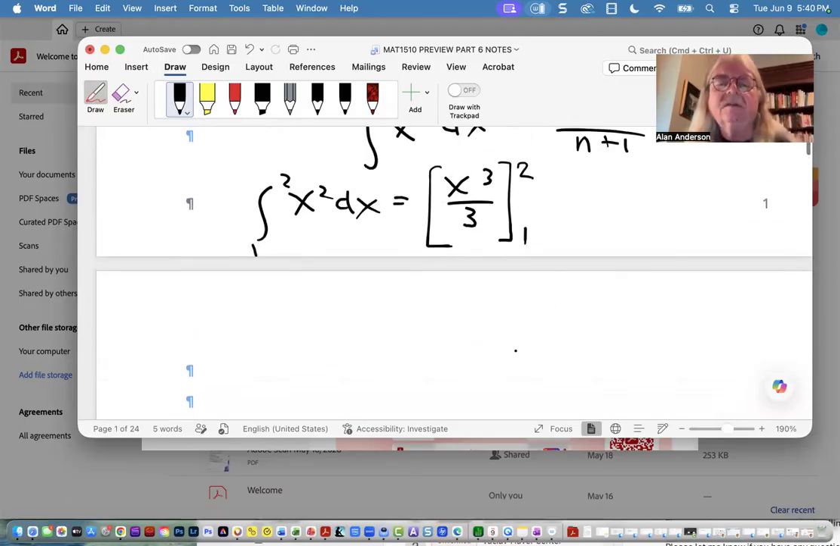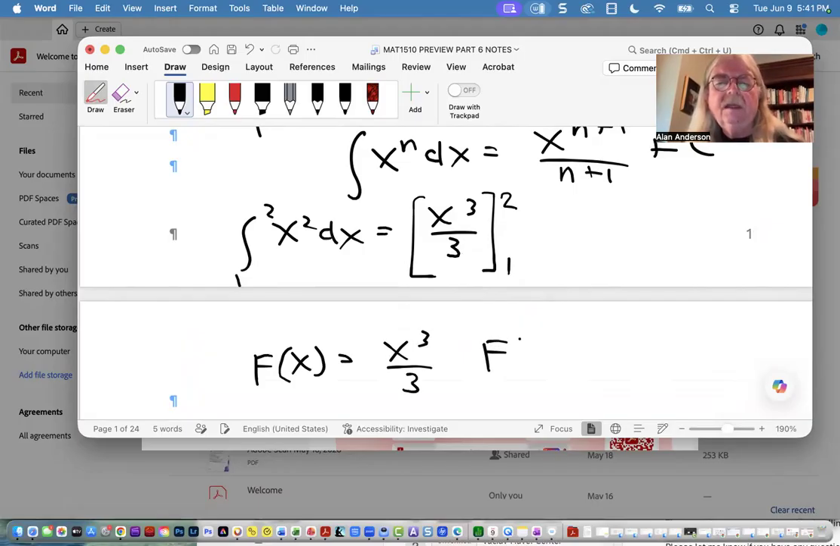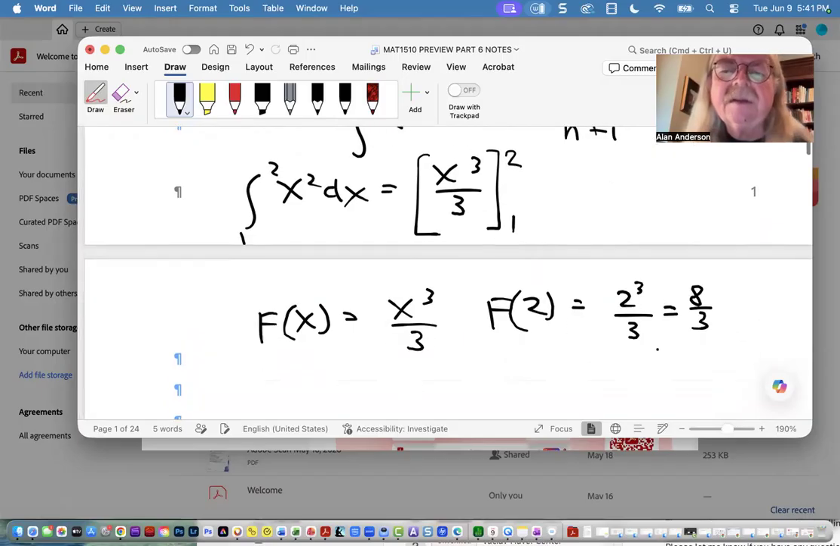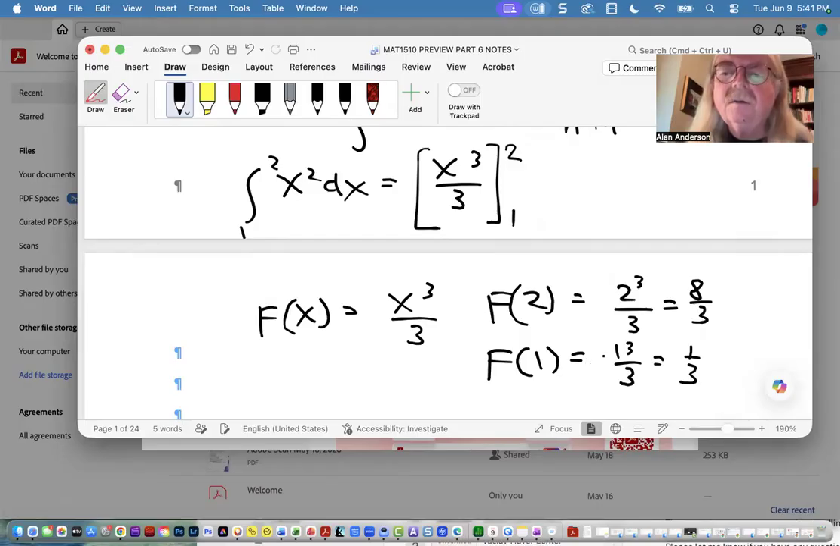But the other option would be to say, well, capital F of x is x cubed over 3. Then if we evaluate that at x equals 2, we have 8/3. Then we do the same thing for 1. And so we subtract.